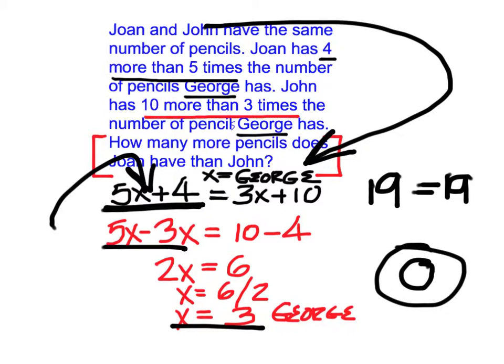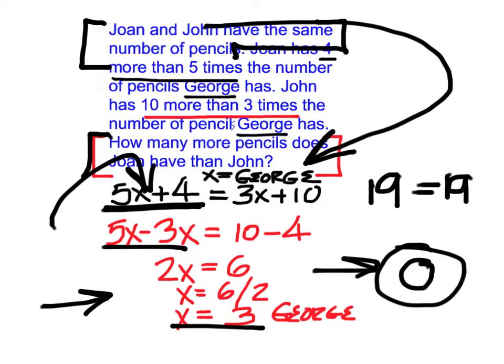If you look up here at the beginning of the problem, Joan and John have the same number of pencils. And if you read the last question, how many more pencils does Joan have than John? You don't have to work anything out for this problem. Answer 0 without any math whatsoever. But we worked it out anyway just to get the practice. Some of these questions can be done without doing any math whatsoever if you pay attention to the word problem.